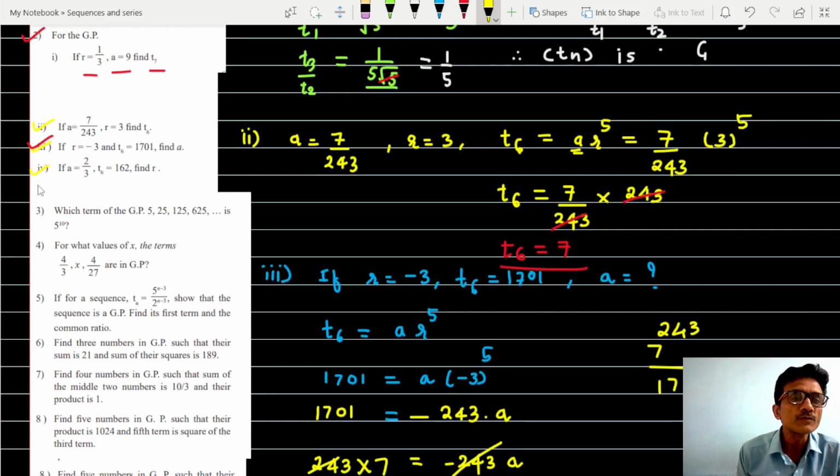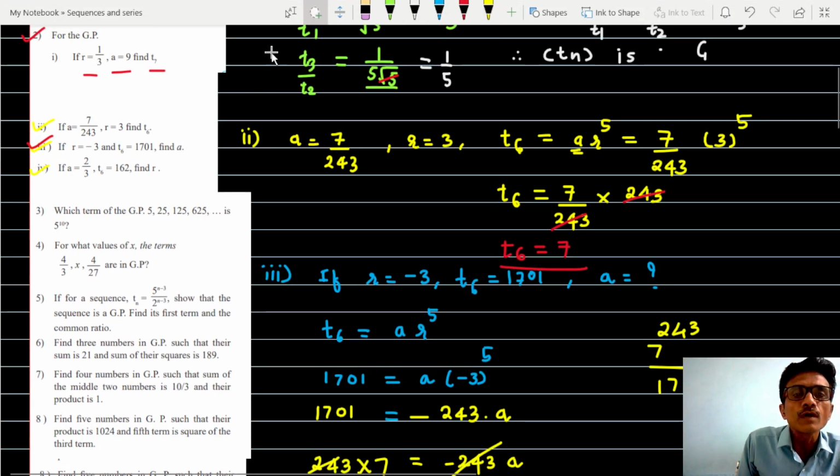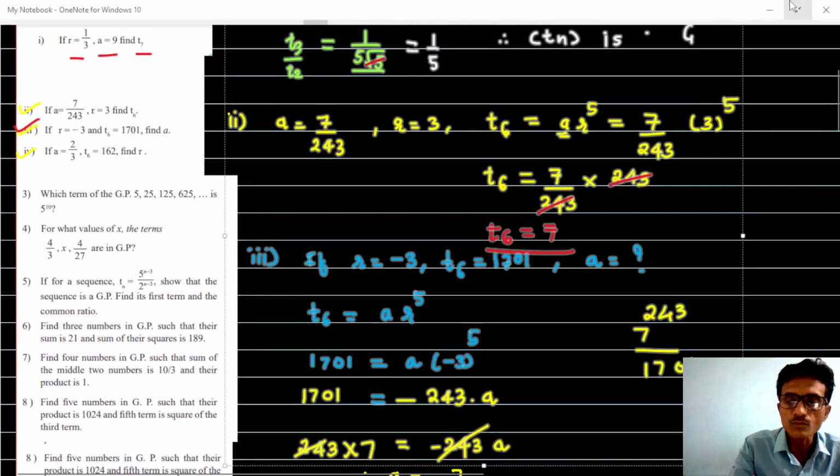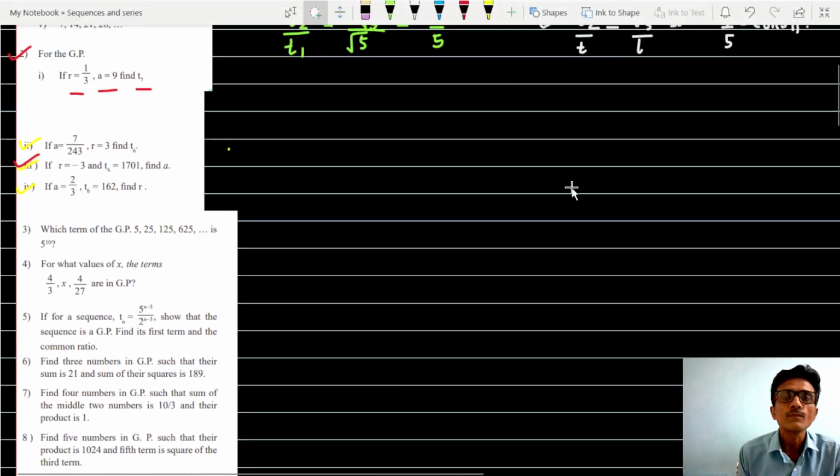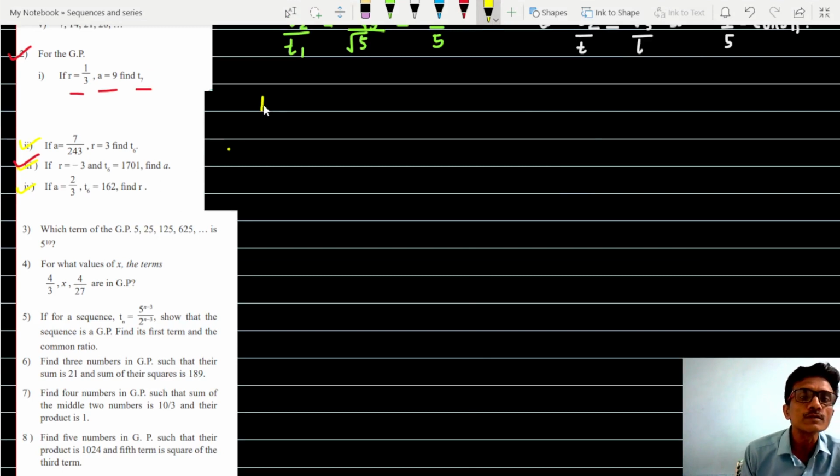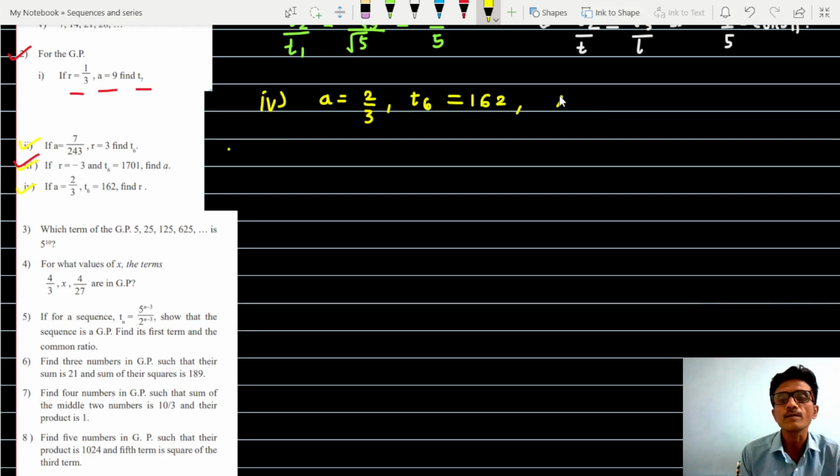फिर इसके बाद next question, that is sub question number 4. What is this sub question number 4? A is given, T6 is given and you have to find what? R. R is to be find out. Fourth sub question is A is equal to 2 by 3 or T6 is equal to 162 और R फाइंड करना है.